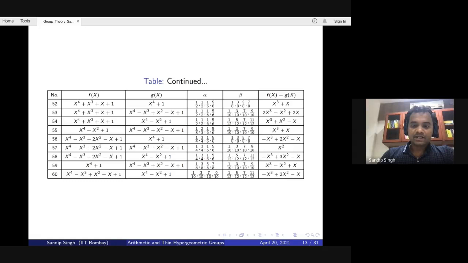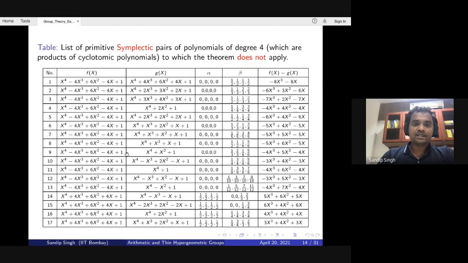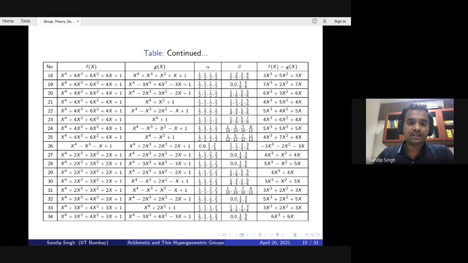So there are 60 pairs, and we then have a list of primitive symplectic pairs of polynomials of degree 4, which are products of cyclotomic polynomials, to which the theorem does not apply. Of course, here you can see that the absolute value of the leading coefficient of the difference polynomial is bigger than 2, meaning it is greater than or equal to 3. So our theorem directly cannot be applied to these cases.